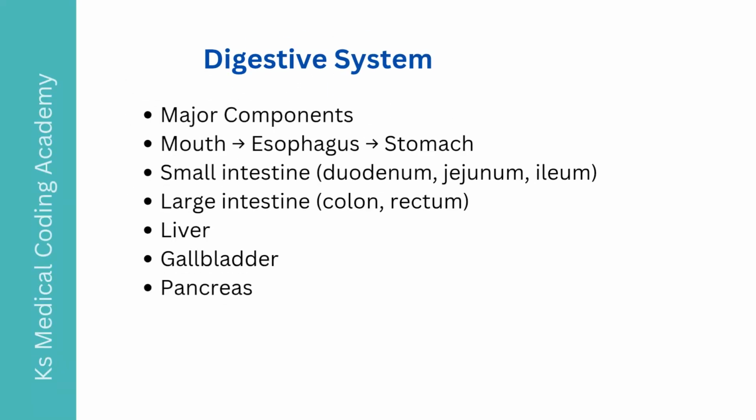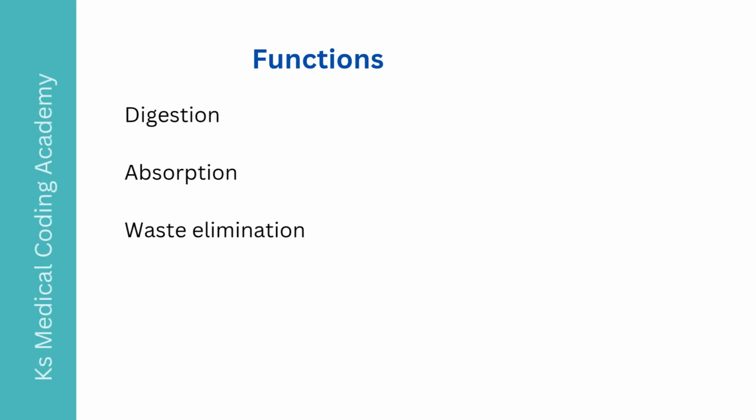Digestive system. Components. The digestive system starts at the mouth and ends at the rectum. It includes the esophagus, stomach, intestines, liver, gallbladder, and pancreas. Functions. It is responsible for digestion, nutrient absorption, and waste elimination. Disorders here affect millions of patients worldwide.